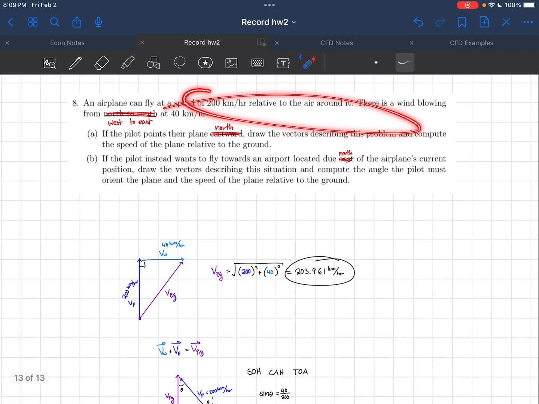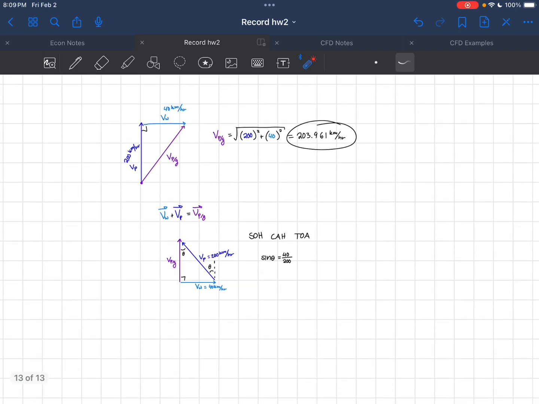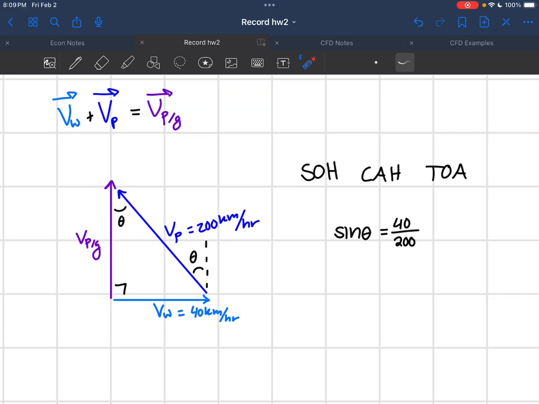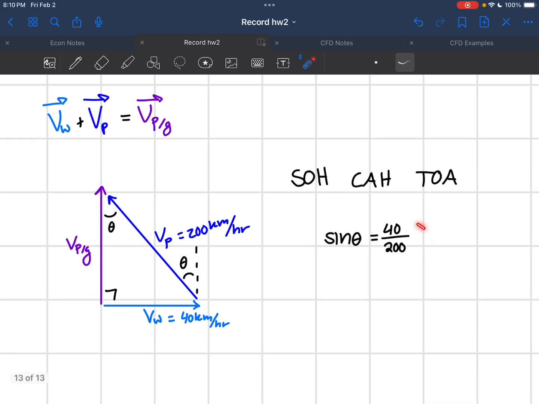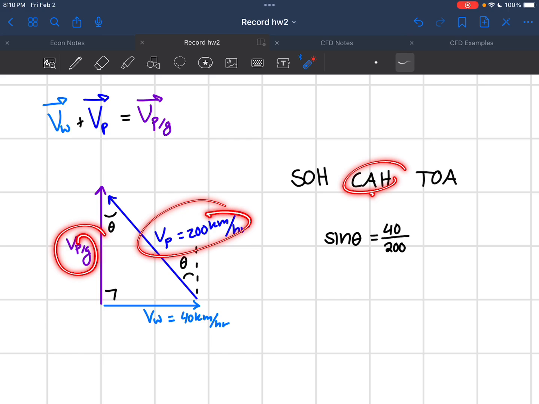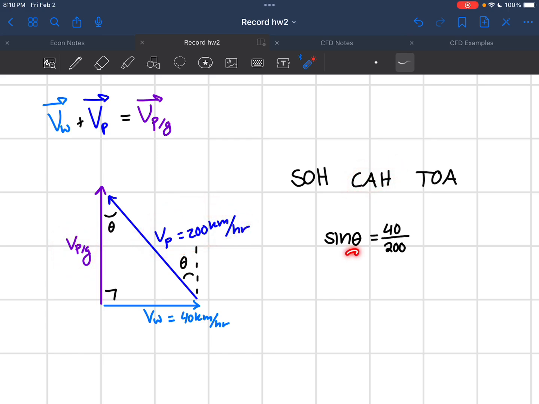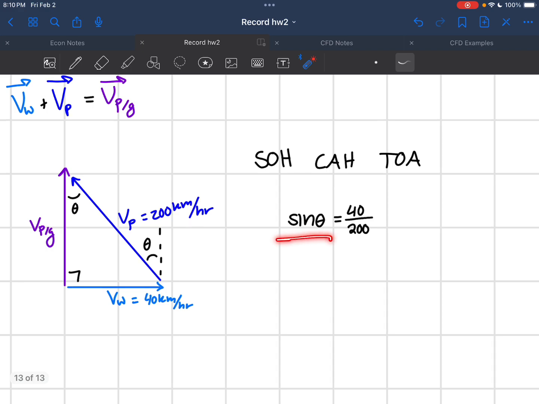We were given our 200 kilometers and our 40 kilometers per hour. So if I were to calculate my second leg of this right triangle, and maybe I punched something into my calculator wrong and got a weird looking number, and then I used that to solve for theta. Maybe I did cosine, which would be adjacent over hypotenuse. If I used that to solve for theta, then both my velocity vector and my theta value would have been wrong. My process would have been correct for finding theta, but the number would have been wrong.